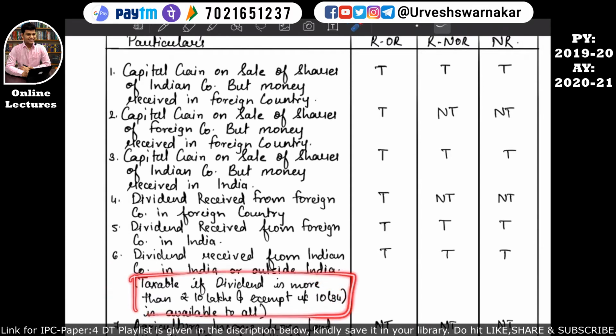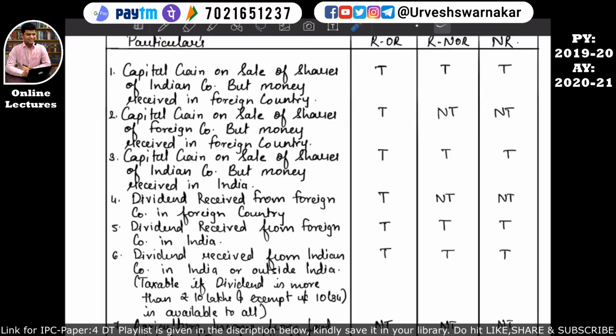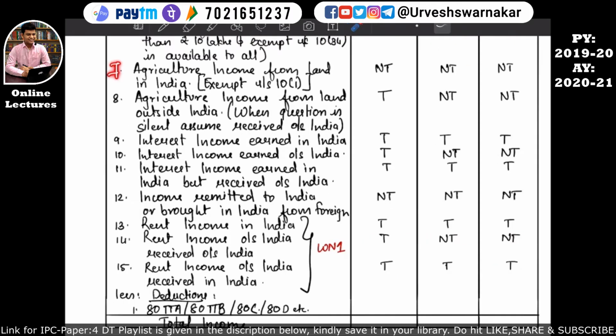Let's read this point number 6 again. Dividend received from an Indian company. So it simply means that income deemed to be accruing or arising in India. If a dividend is received from an Indian company, whether it is received in India or outside India, it does not matter. It will be taxable to all these three individuals. I hope this is quite clear to you all. So now let's understand point number 7.